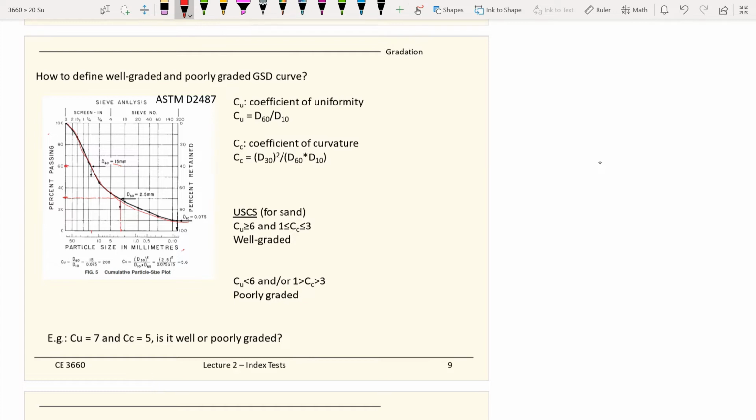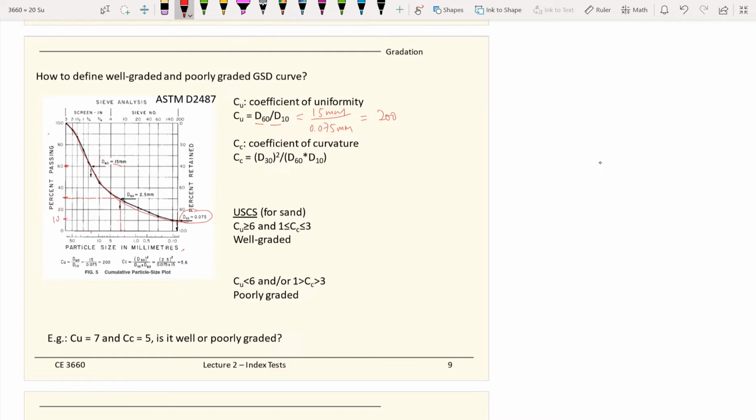Those are D30 and D60. Then also D10, 10% passing. Whatever you read from the grain size distribution curve would be your D10. The coefficient of uniformity is defined by D60 divided by D10. For this example, we know D60 is 15 millimeters, and D10 is 0.075 millimeters. With that, you can calculate C sub U as 200.